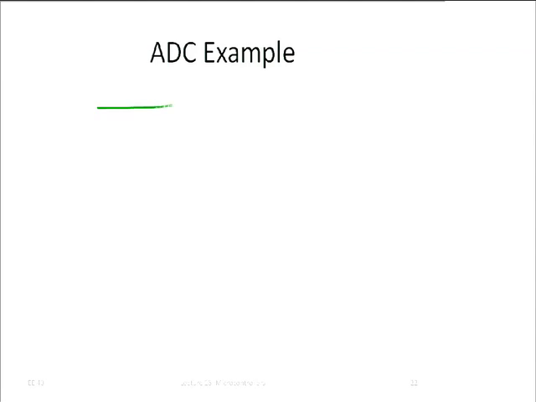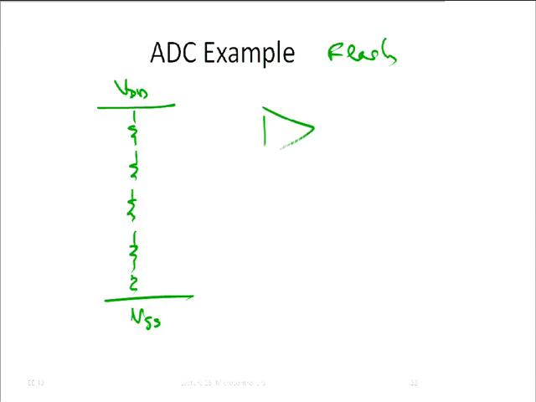Flash A to D. Again, it uses a string of resistors to produce all sorts of different voltages between VSS and VDD. And then it has comparators. These are things that produce only a 0 or a 1 at the output. It's like an op-amp, but it produces only VDD and VSS.